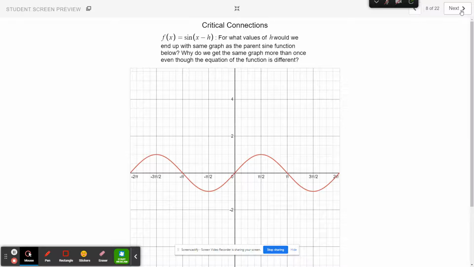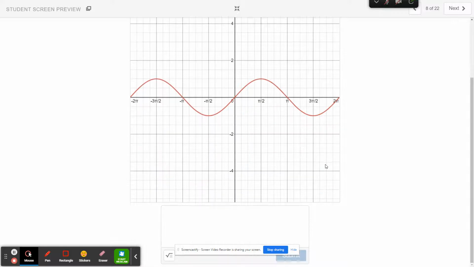Now we have a critical connection, which I think I might have already talked about, but we'll discuss it again. f of x equals sine of x minus h. Here the amplitude is 1, and we have an h. For what values of h would we end up with the same graph as the parent sine function below? Why do we get the same graph more than once, even though the equation of the function is different? We're going to scroll down and type in that answer there.